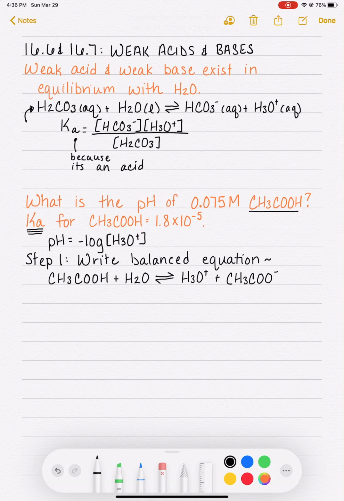Step two is going to be to make the ice table. Now we know how to make ice tables. We've practiced them quite a bit. We're going to start with the initial amounts of all of these things, and the problem tells us initially we have 0.075 molar acid, and initially we don't have any products at all. We do have an initial amount of water, but we're going to ignore water completely, just like we did with the strong bases.